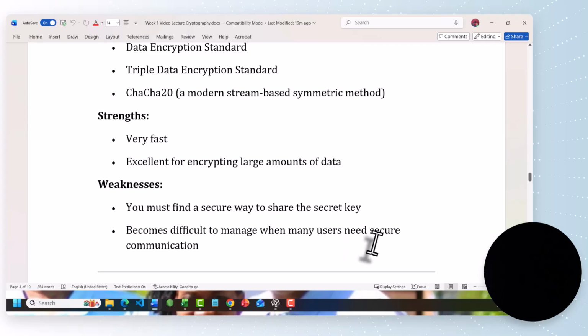It becomes difficult to manage when many users need secure communication. You can't have a different key for 1,000 different users that you may be sending information to. But again, the larger the number of individuals that are using that secret key, the more possibility that information could in fact be accessed by someone who shouldn't have it.